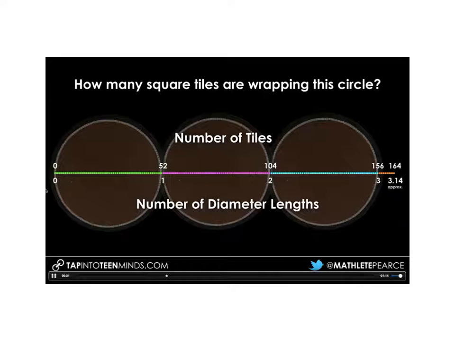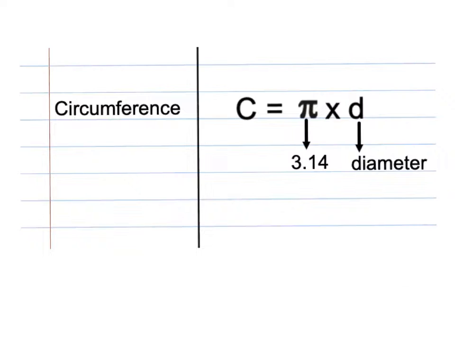Now, hopefully, 3.14 sounds familiar because that number is pi. So that's our relationship with circumference. Because it takes 3.14 or pi diameters to go around a circle, the circumference of a circle has a formula of circumference equals pi times diameter. Now, for this unit, we are going to be using 3.14 as pi.